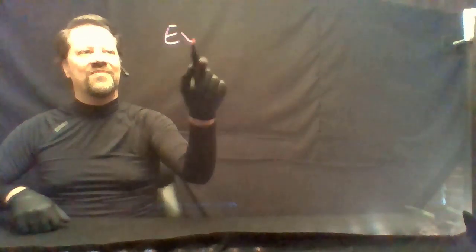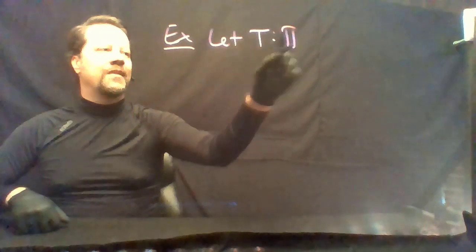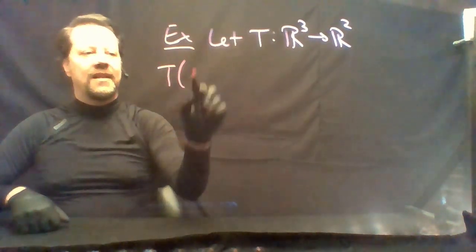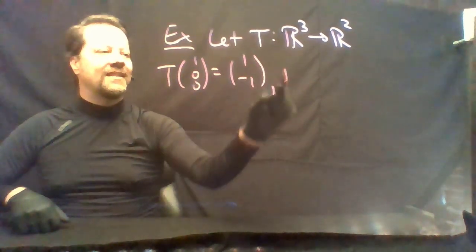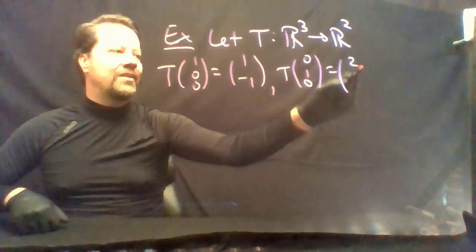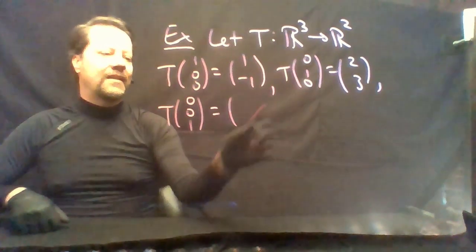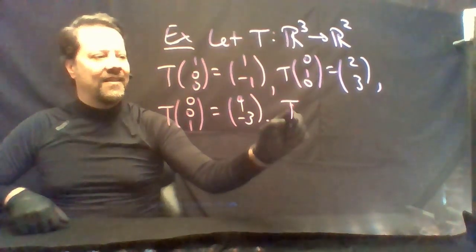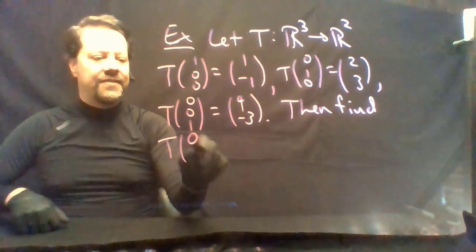Here's an example. Suppose that T maps R3 into R2. T of 1, 0, 0 is, say, 1, negative 1. T of 0, 1, 0 is 2, 3. And T of 0, 0, 1 is 4, negative 3. Then find T of 0, 2, 3.